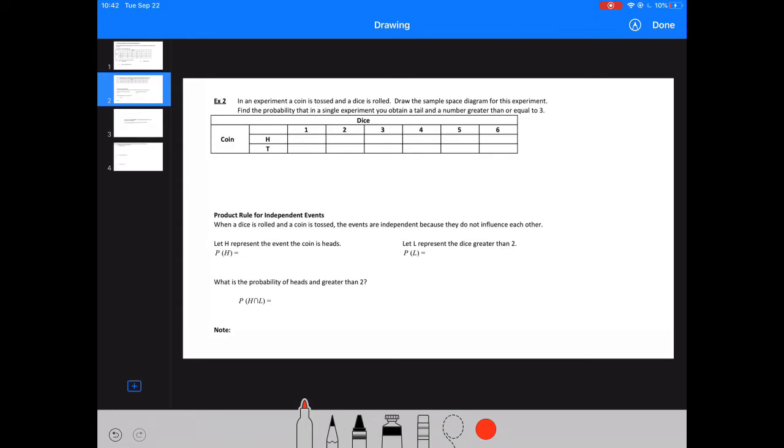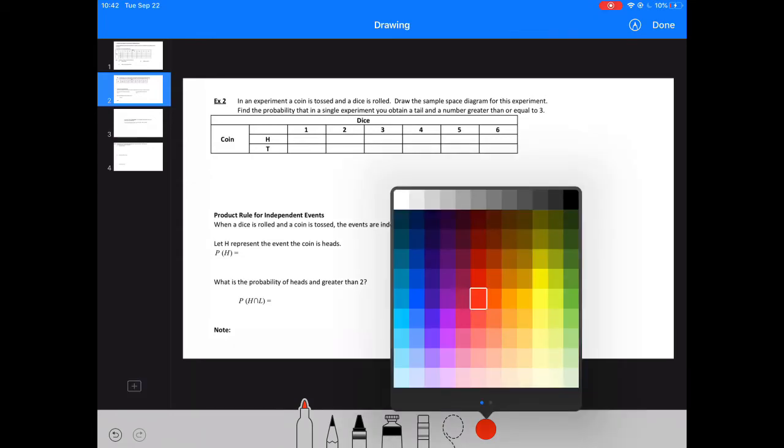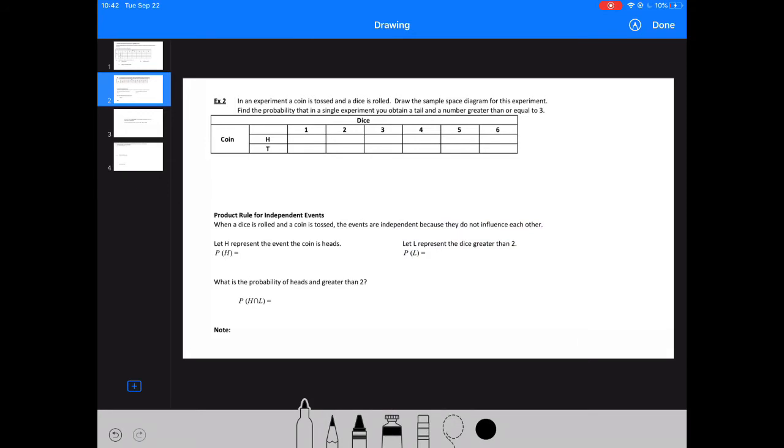Let's look at another example. In an experiment, a coin is tossed and a dice is rolled. Draw the sample space diagram for this experiment. So that's going to be our chart below. Find the probability that in a single experiment you obtain a tail and a number greater than or equal to 3. So let's fill in 1 head, 1 tail, 2 head, 2 tail, 3 head, 3 tail, 4 head, 4 tail, 5 head, 5 tail, 6 head, 6 tail.